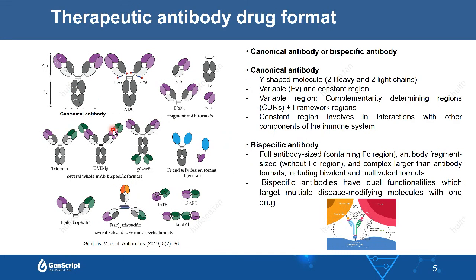With the current biotherapeutic market's dominance by antibody molecules, bispecific antibodies represent a key component of the next generation of antibody therapies. Bispecific antibody formats include a full antibody size containing an Fc region, antibody fragment size without the Fc region such as scFv, Fab, and so on, and complexes larger than the antibody format, including bivalent and multivalent formats. Bispecific antibodies can target two different antigens at the same time, such as simultaneously binding a tumor cell receptor and recruiting a cytotoxic immune cell.